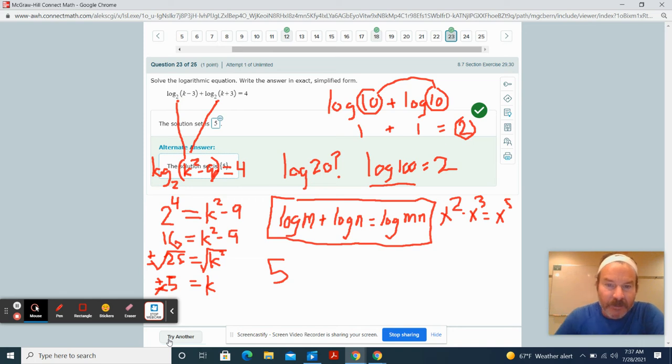Make sure you write this property down. It's the addition property of logs.